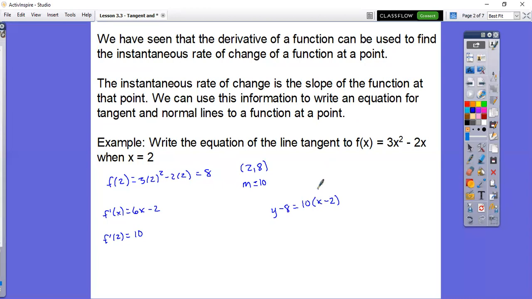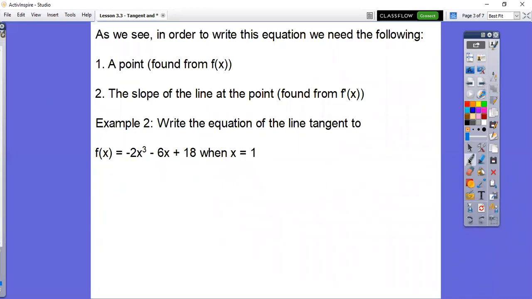As you can see, in order to write the equation of a tangent line, we really need two things. We need a point, which we can find from f of x or whatever our function is, and we need the slope, which we can find from f prime of x, the derivative of f. So let's do it again. We're going to write the equation of the line tangent to this function when x equals 1.